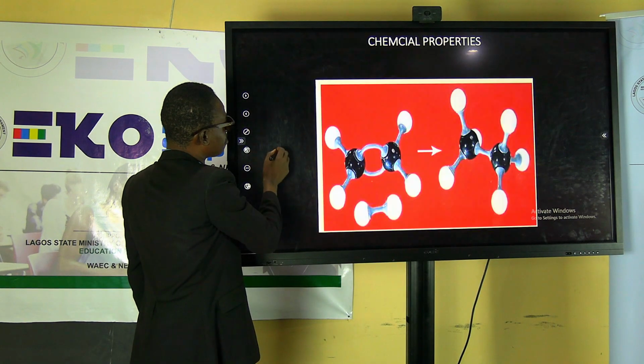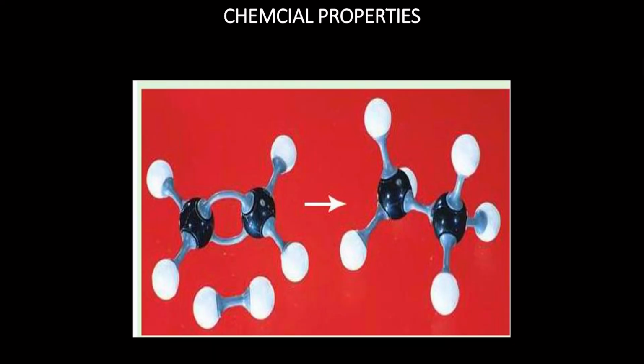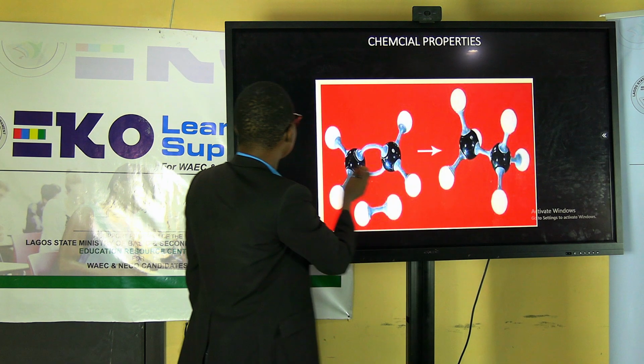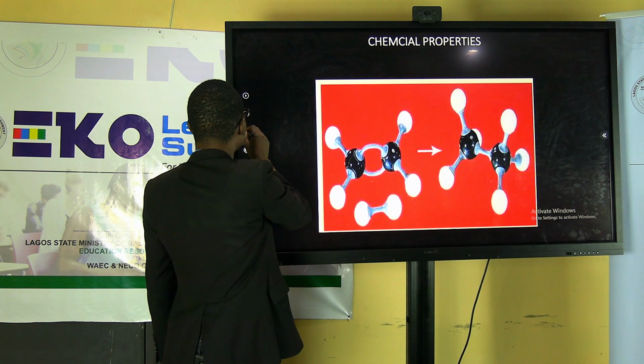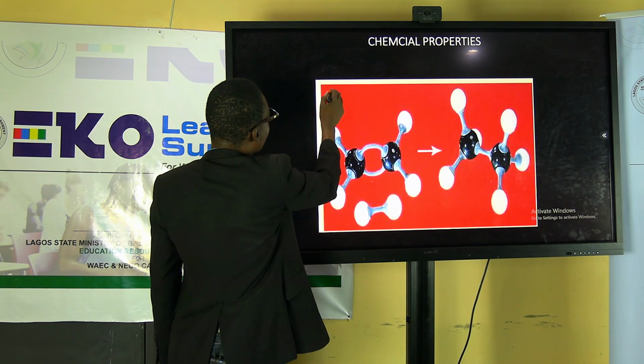Wonderful. We can move. What are the chemical properties? There are a lot of them. There's a lot of chemical properties. So the basic thing here is it can undergo what we call combustion.